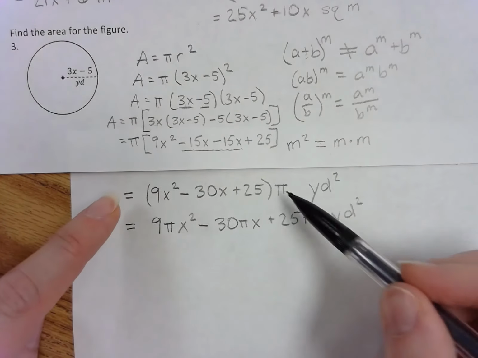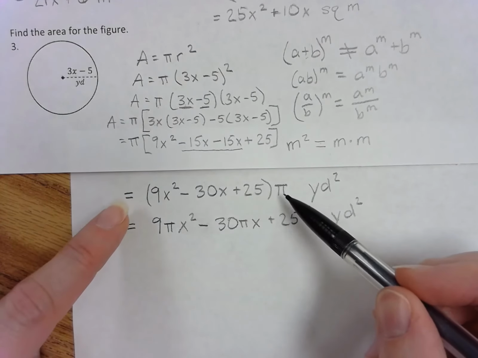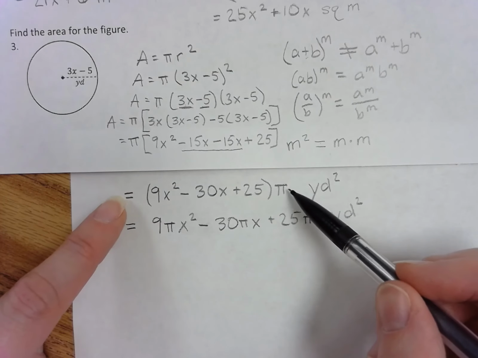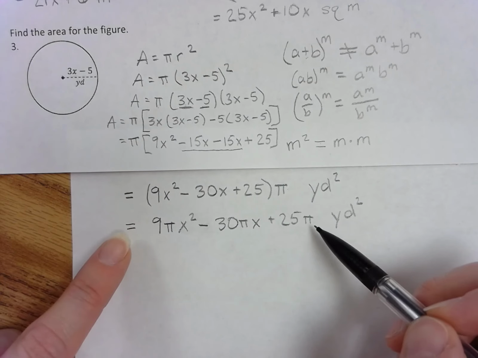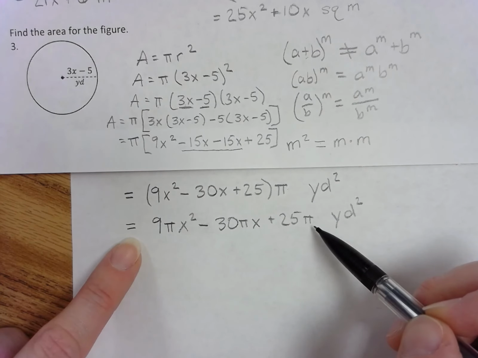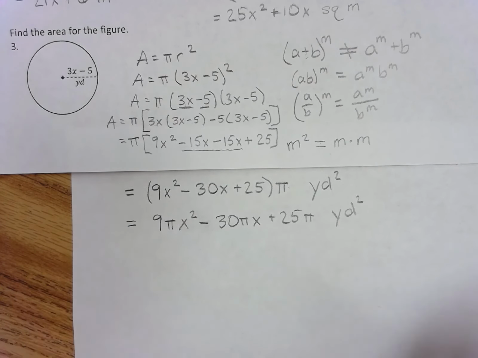So really either answer is acceptable. Like I said, we usually see the first one as an option on most standardized tests, but it's also helpful sometimes to distribute that pi through to see what that would look like.